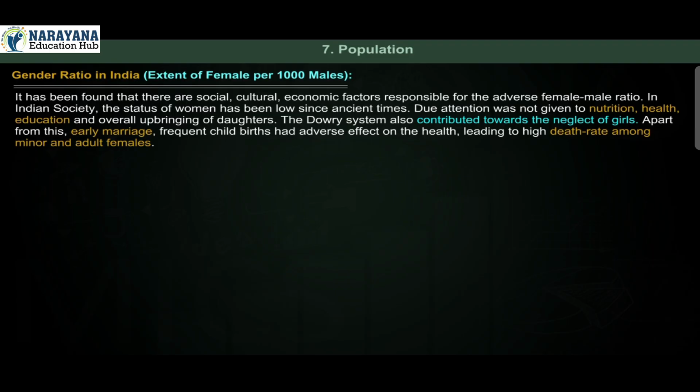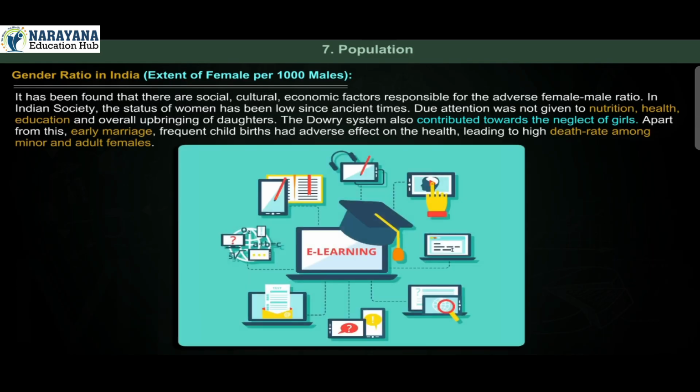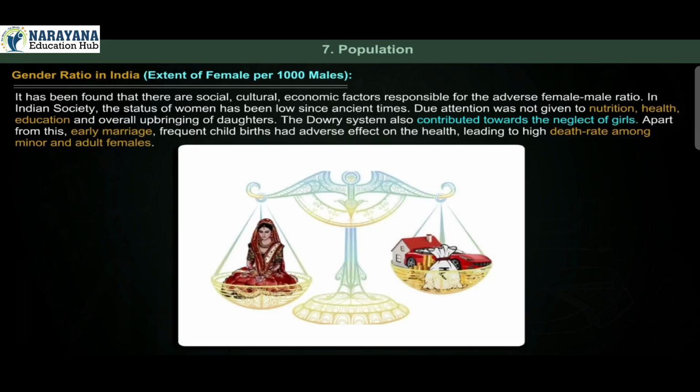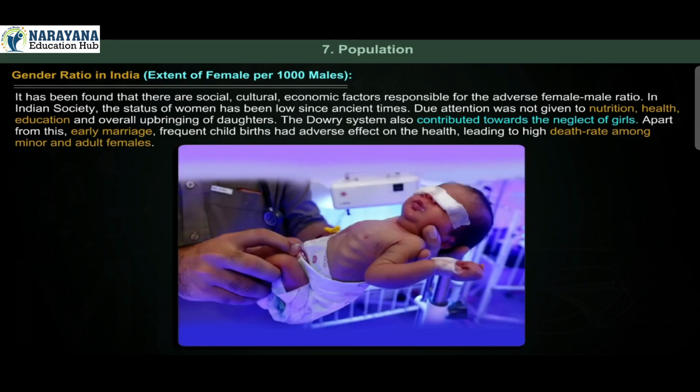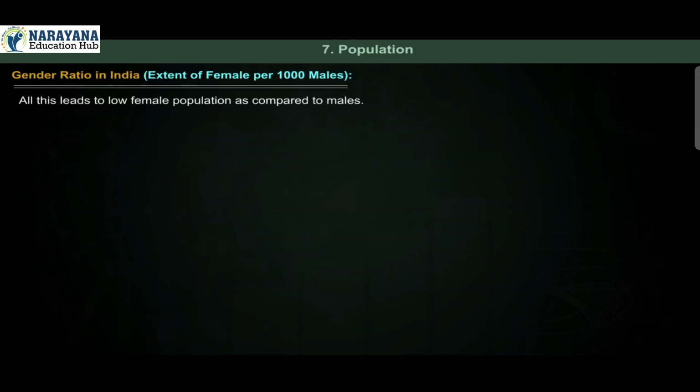In Indian society, the status of women has been low since ancient times. Due attention was not given to nutrition, health, education, and overall upbringing of daughters. The dowry system also contributed towards the neglect of girls. Apart from this, early marriage and frequent childbirths had adverse effects on health, leading to high death rate among minor and adult females. All this leads to low female population as compared to males.